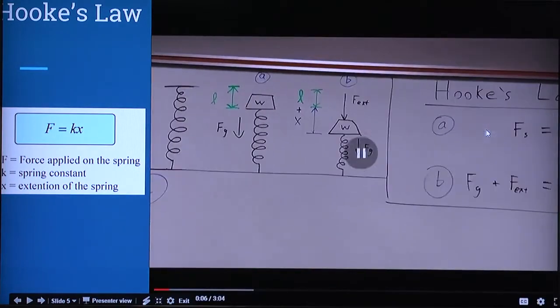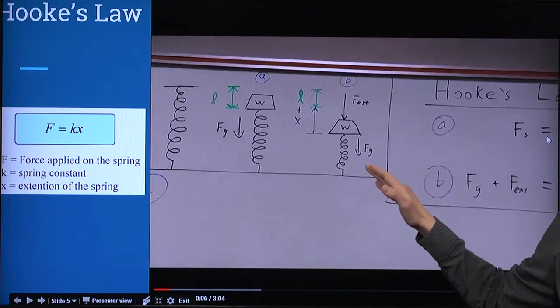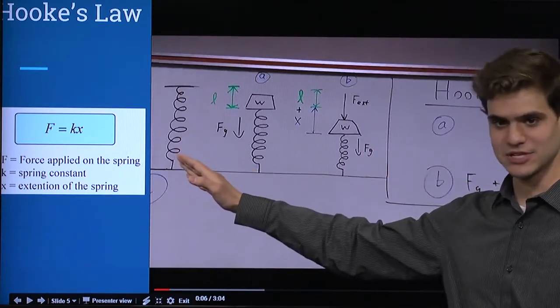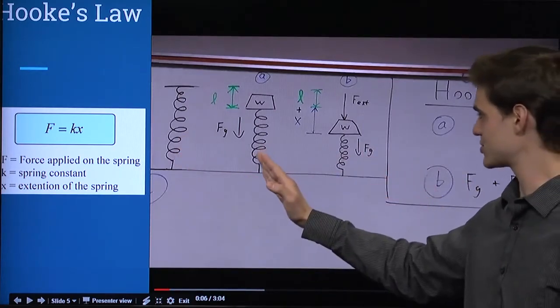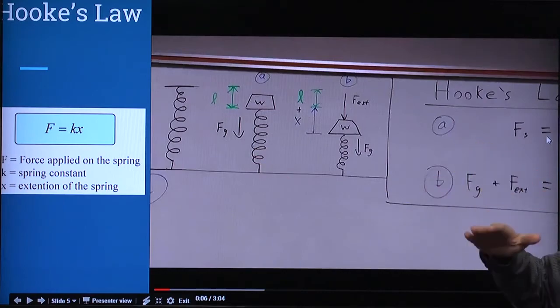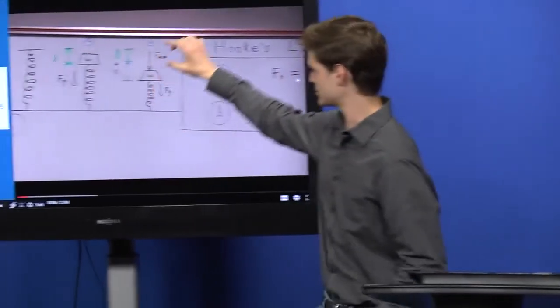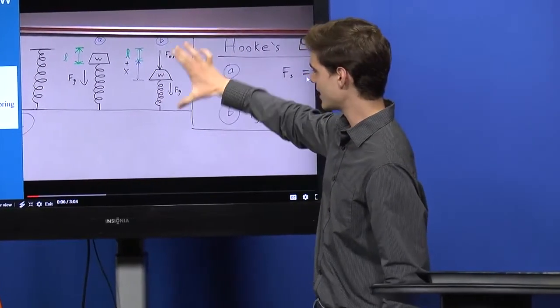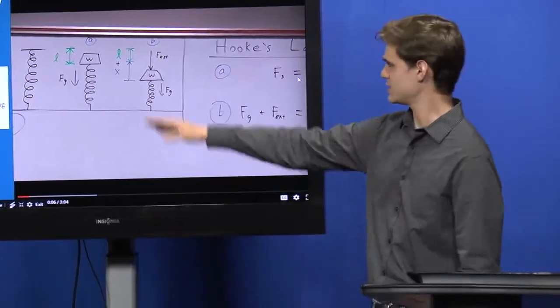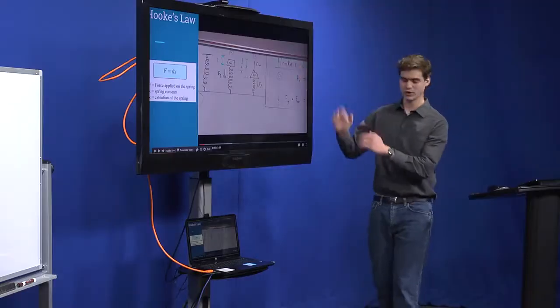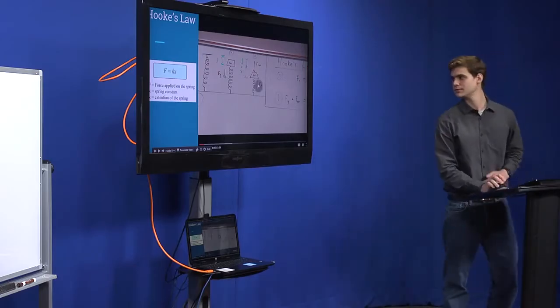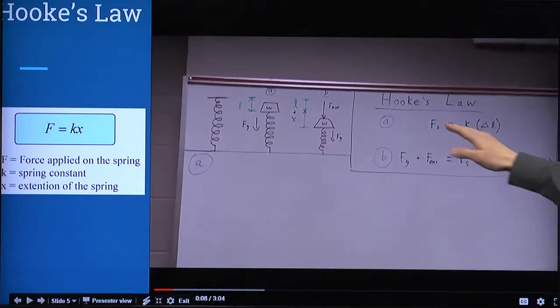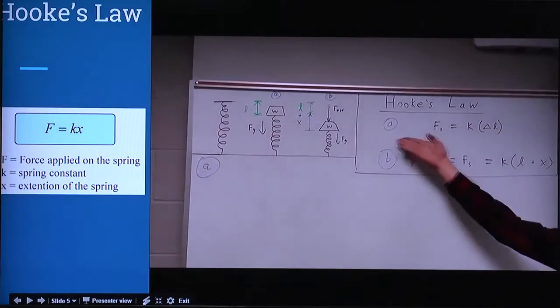So right here, you can see these three models. This is an empty spring just hanging in the air. This right here is a spring that's under a constant weight. And this guy here is a spring that's under a constant weight and an external force. This is A, this is B. We're going to start with A. A is just very simply Hooke's law, straightforward.